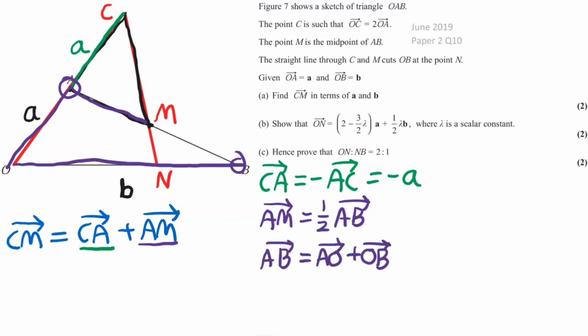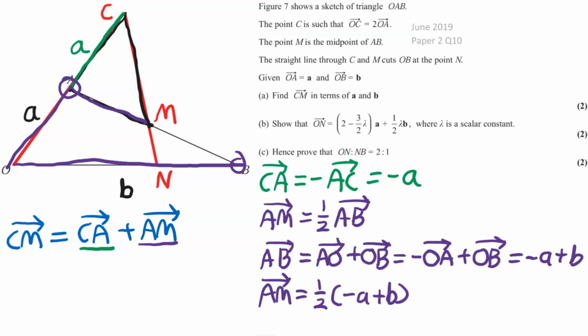So AB is equal to AO plus OB. AO is equal to minus OA, and we know that OA and OB are a and b respectively, so that means this is going to be minus a plus b. So AB is equal to minus a plus b. So that means AM is equal to half of this AB, so half of minus a plus b.